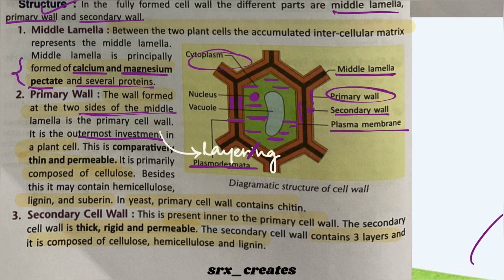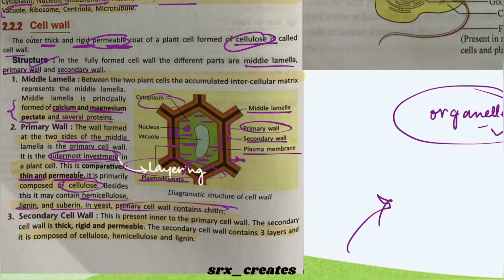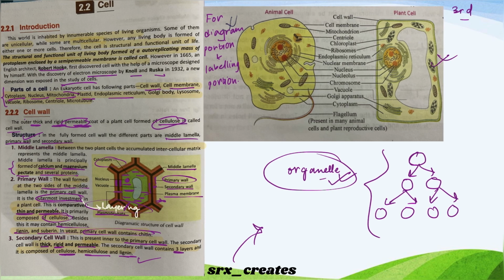And it is the outermost investment, means here is layering, and see, it is the outermost. Clear? And it is thin and permeable. Thin, you know, and permeable means it can pass through. Now composed of cellulose, may contain hemicellulose, lignin, suberin, and yeast has primary wall made up of chitin. The secondary wall is thick, rigid, permeable, and contains three layers of cellulose, hemicellulose, lignin. Okay, and it is present inner to the primary wall, means next to the primary wall. Okay, I think these are clear.